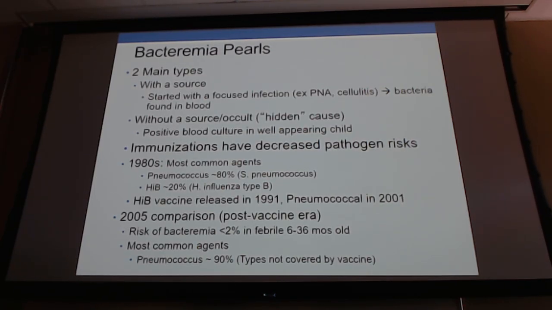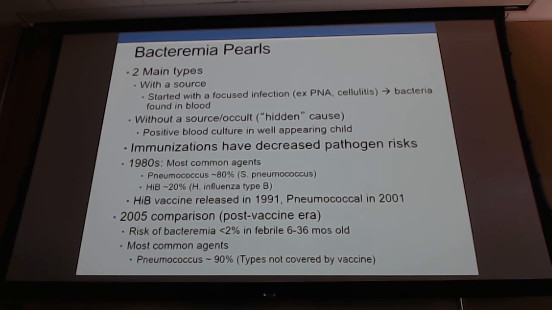So if we're looking at that, bacteria in the blood, I have two types. I have it with a source and I have it with a hidden source. If I have a source, I've gotten a sample and I know where it's from. This would be the kid that you can hear a big pneumonia, you take a blood culture and it is positive, and you say, I know where that infection is. That's going to be a positive source for that bacteremia.